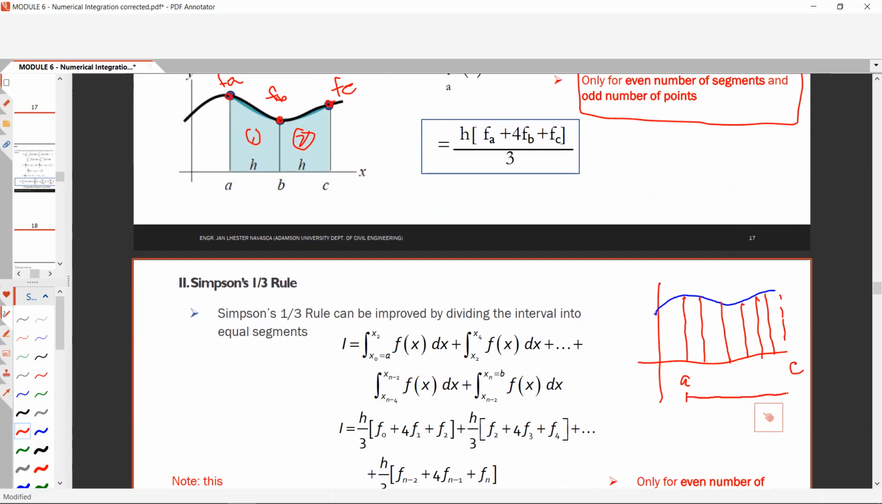Okay? So, isipin nyo na lang, the same sila ng segments na H. 1, 2, 3, 4, 5. Ayan, let's say this is the same H. Okay? Whereas yung H natin, recall, H natin is the upper boundary minus the lower boundary divided by the number of segments. Okay? Ayan. So, etong point na to, this is FA. Etong point na to, let's say FB na lang.